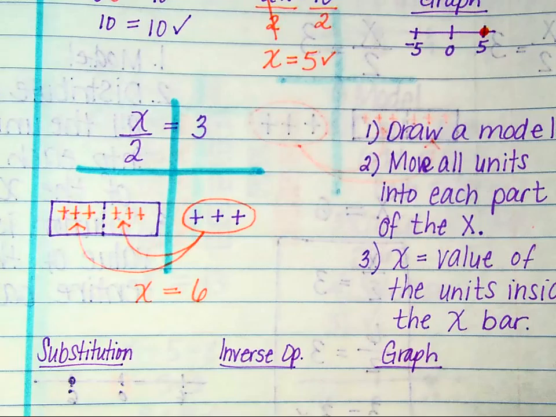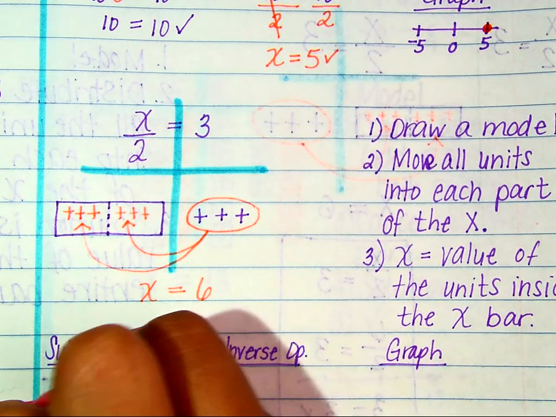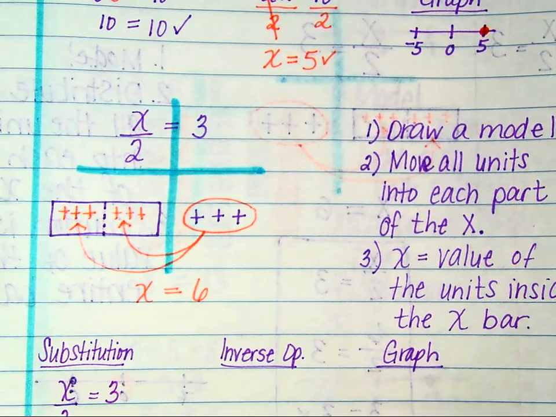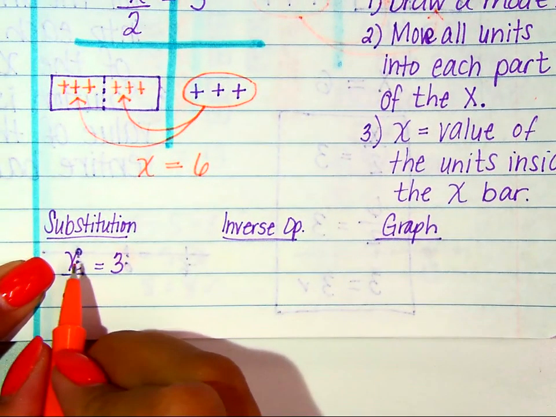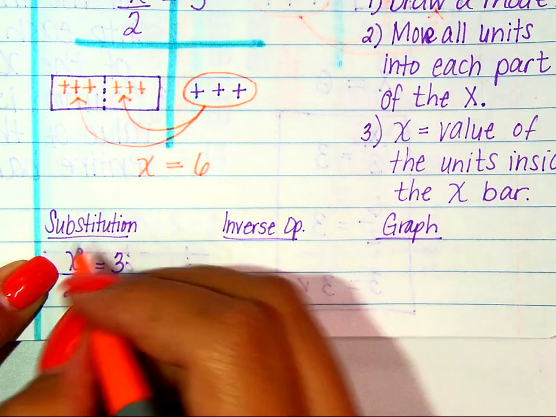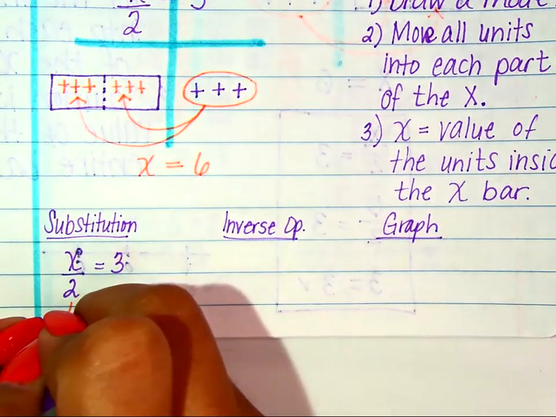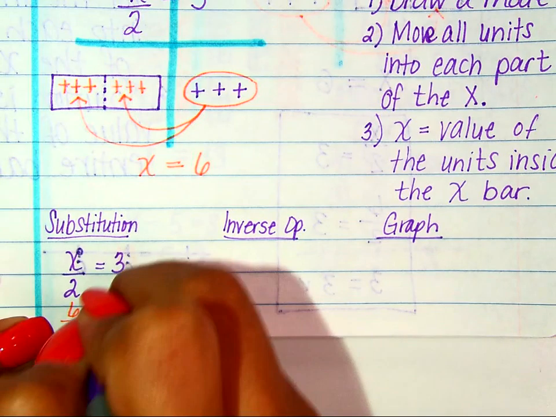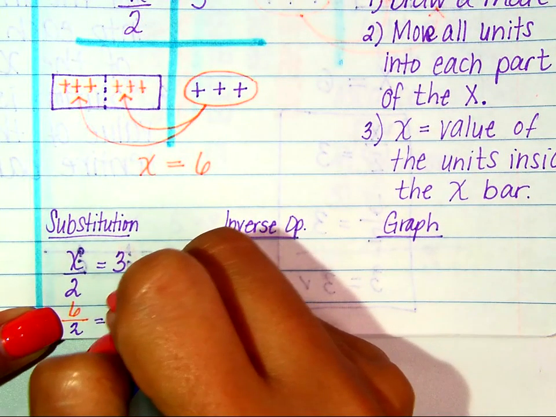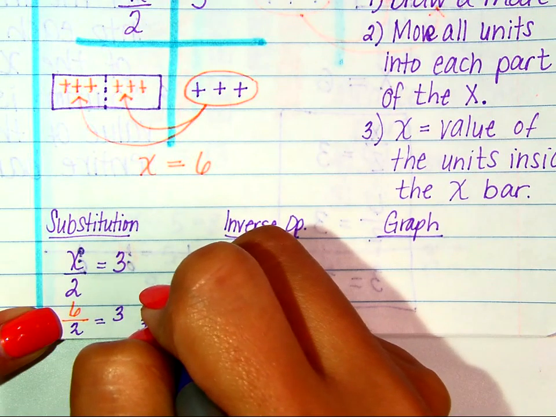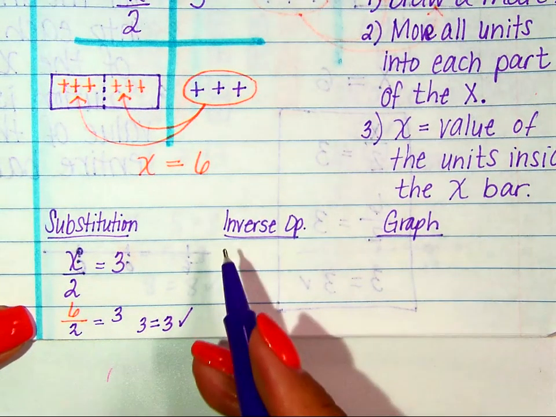So the original problem was x divided by 2 equals 3. Now as I'm using substitution, instead of x, I'm going to use this value that we found, and so we're going to have 6 divided by 2. Does that equal 3? Okay, and we know that 6 divided by 2 is 3. Therefore, 3 does equal 3. Our solution checks out.